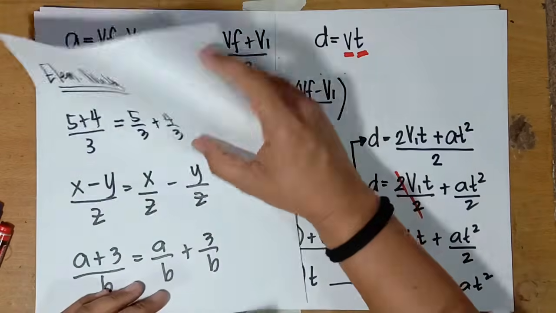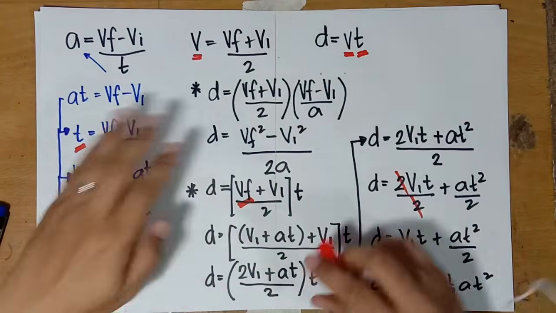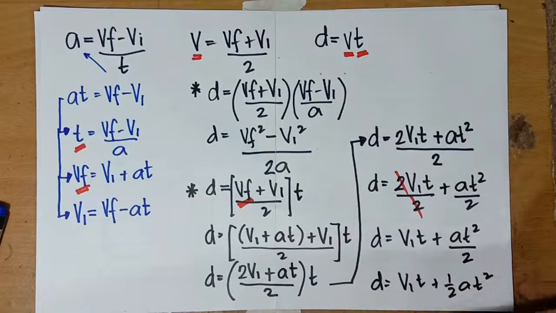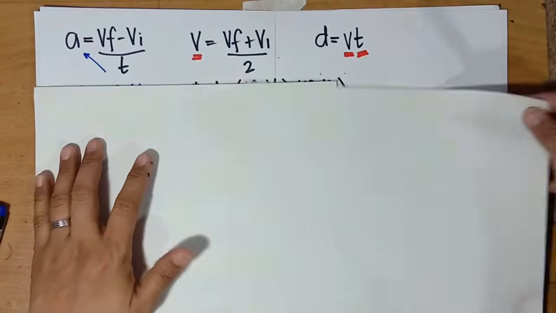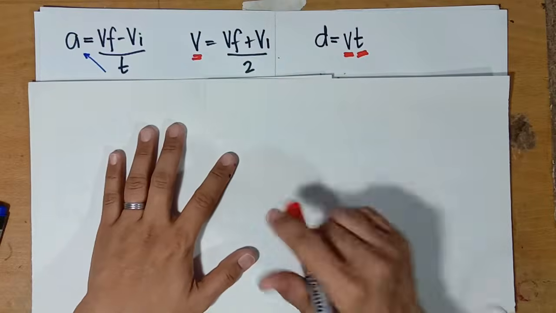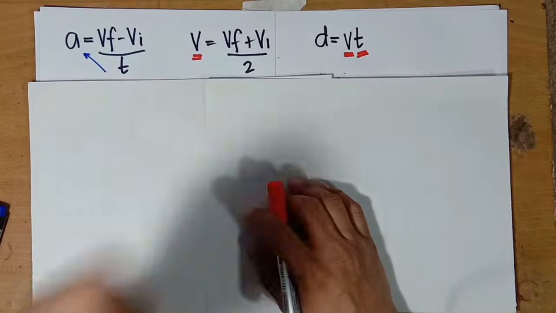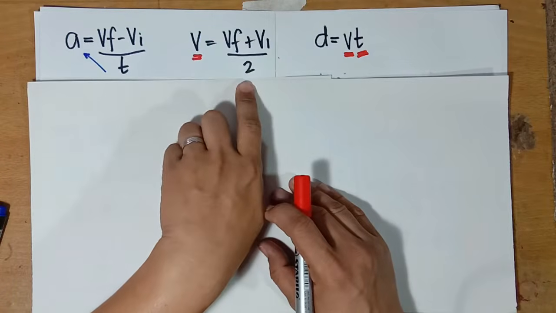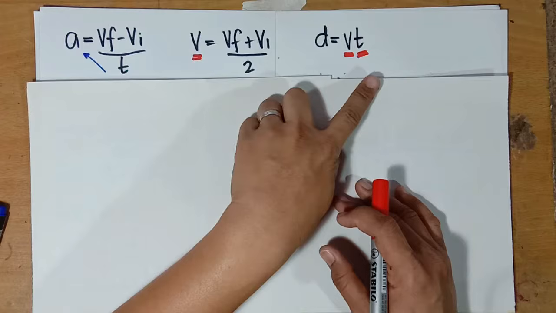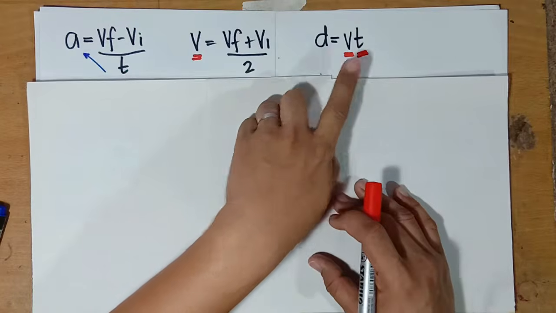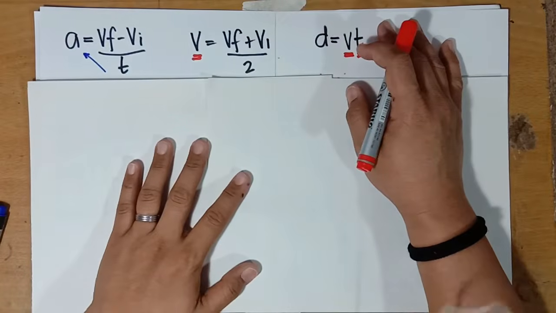Did you get it? So again, I only have 3 formulas. Acceleration is equal to Vf minus Vi over t, the average speed is Vf plus Vi over 2, and then the formula for the distance, if the speed or velocity is constant, is v times t. With only these three formulas, you can already derive the other formulas.